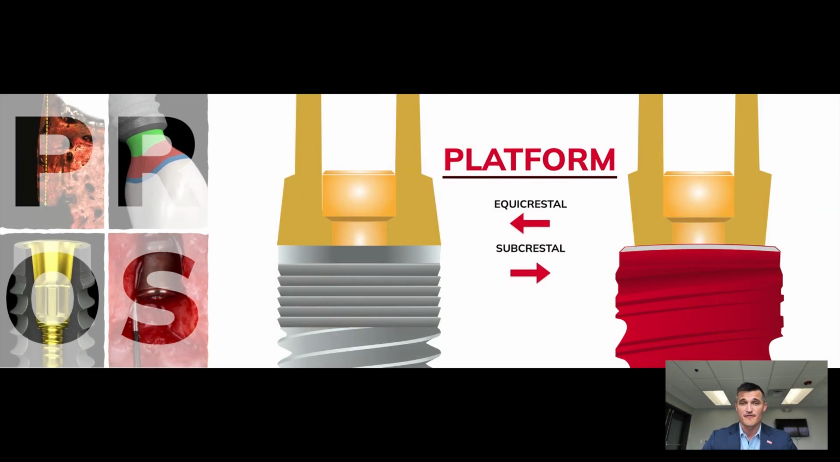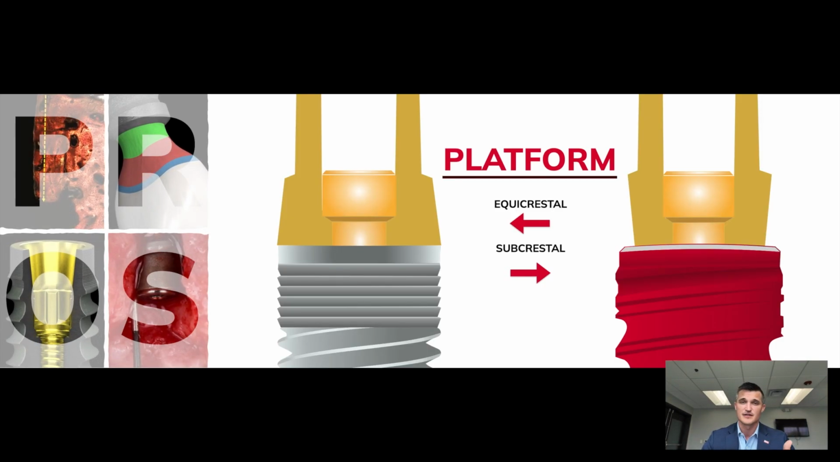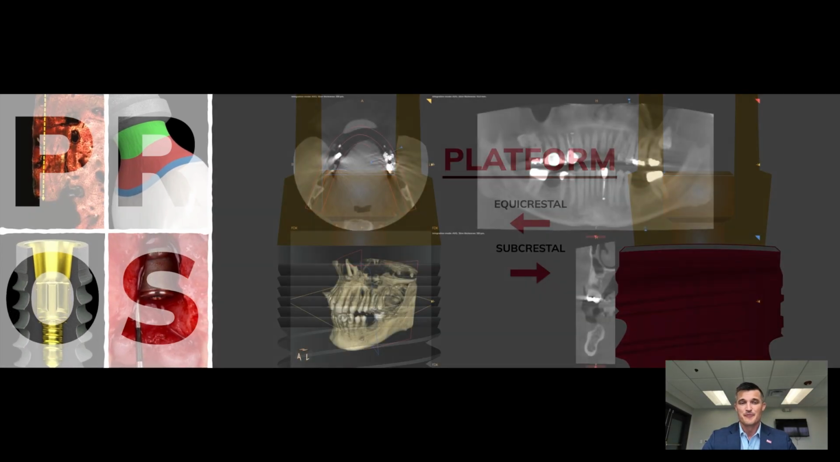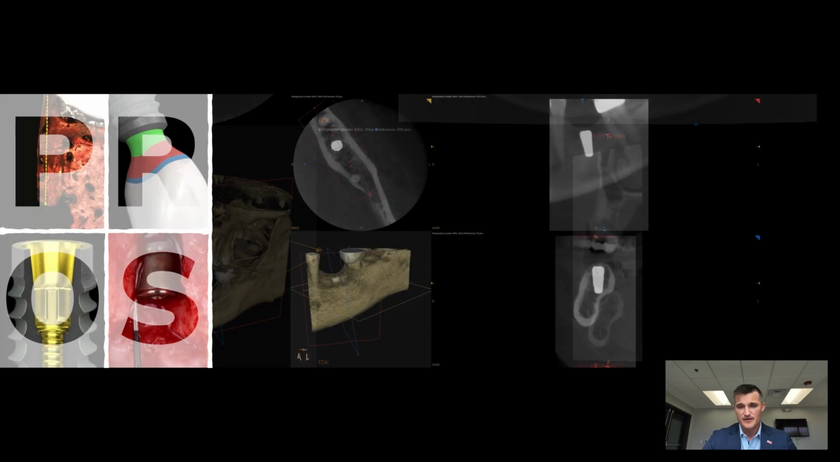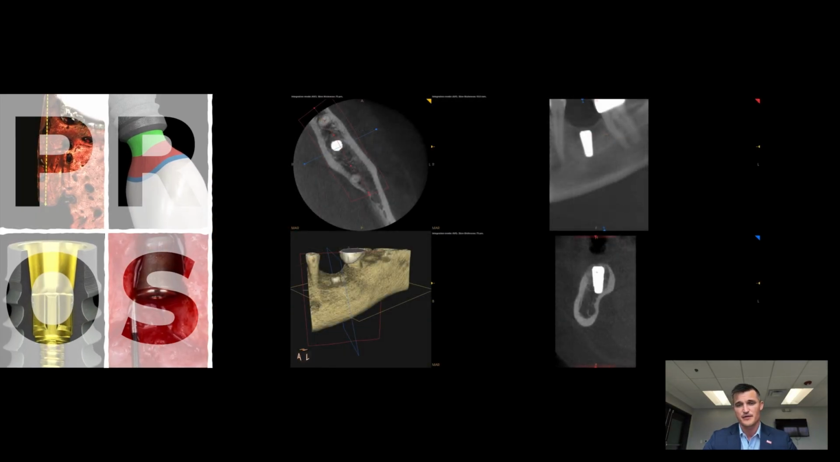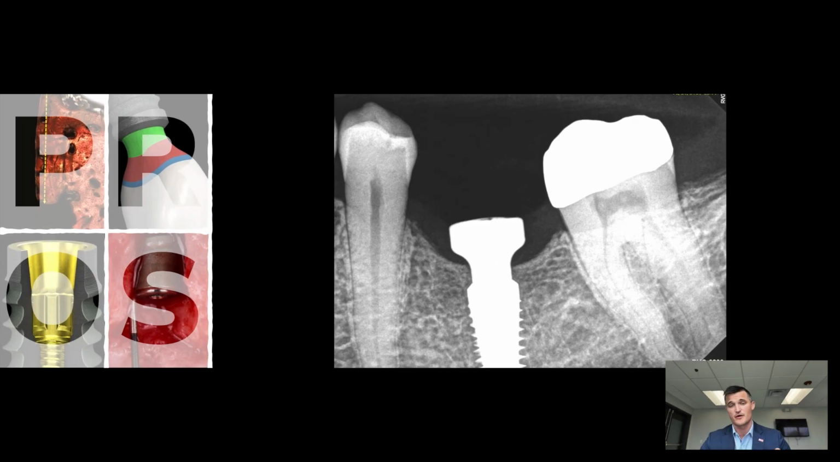Finally, it depends on the platform. Platform matching implants ideally would be placed equicrestal as long as the prosthetic allows for that, whereas platform switching implants ideally would be placed subcrestal, but even more ideal obviously would be with a conical connection. You can see here, I placed an implant for this patient. We placed an implant and did simultaneous bone grafting. You can see our bone regeneration there, our implant well under bone. I place a healing abutment and send it back to the referring doctor.